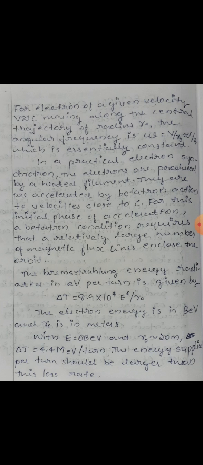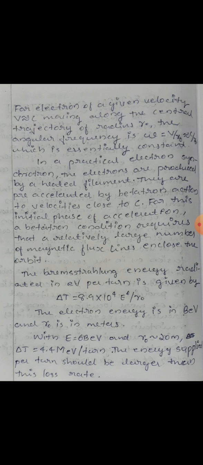In the practical electron synchrotron, the electrons are produced by a heated filament. They are pre-accelerated by betatron action to velocities close to c. For this initial phase of acceleration, the betatron condition requires that a relatively large number of magnetic flux lines enclose the orbit. This field is provided by an iron core of relatively small cross section. The core is so designed that at the end of the betatron phase, it saturates. At this point, the betatron action switches over to the synchrotron action.